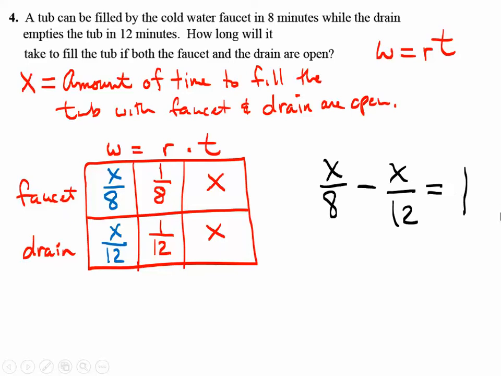The 1 stands for one tub. This is one work. If it had to fill 4 tubs, then this would be a 4. So it's one single tub to work on. Any restrictions here? No, because there are no variables on the bottom. What's my common denominator? 24. Let's multiply by 24 and finish it off.